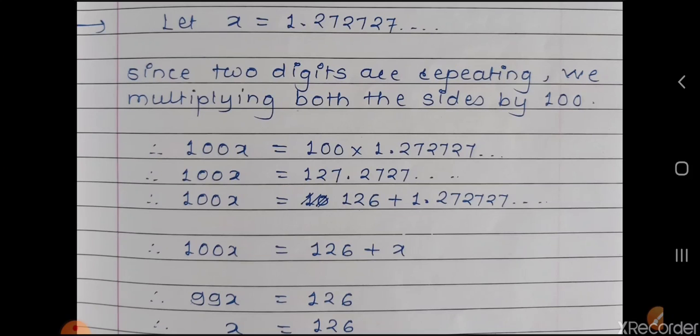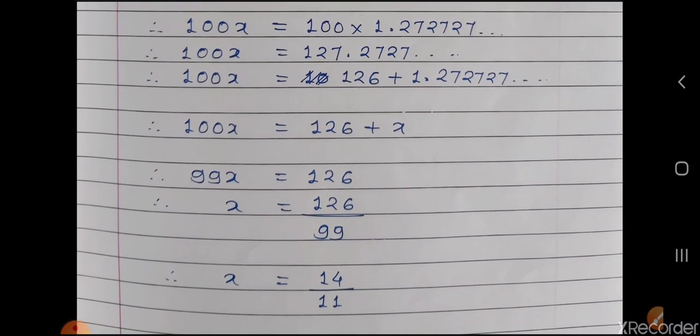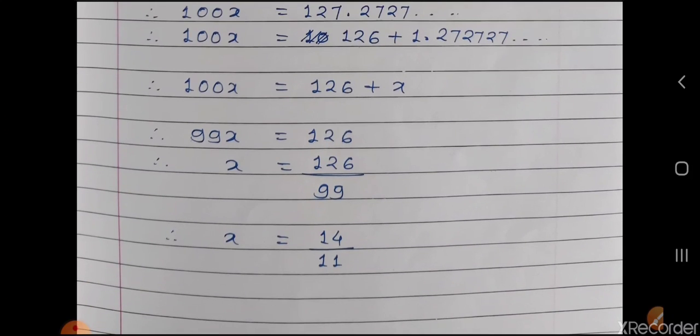If we subtract x from both sides, we get 99x, which is equal to 126. Now dividing both sides by 99, we get x is equal to 126 divided by 99. So we get x is equal to 14 upon 11. Okay, the next one.